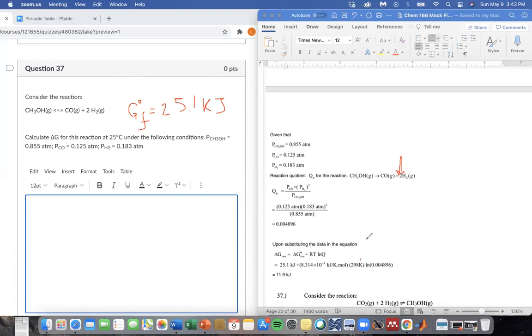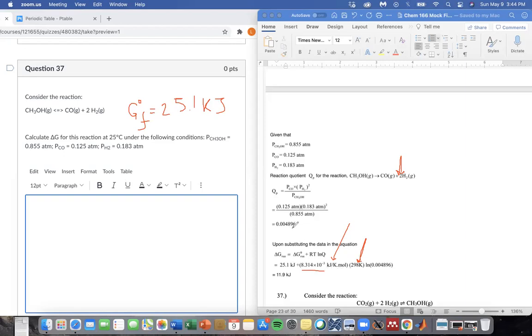The only thing to make sure is that you convert your temperature into Kelvin and you are using the correct R. Because we're working with joules, working with energy here, you want to be using the 8.3141. The other thing is that because we're going to do everything in kilojoules, because your standard delta G is given in kilojoules, you have to make sure that you convert this into kilojoules as well. The other option is to convert this into joules and then add them up together.